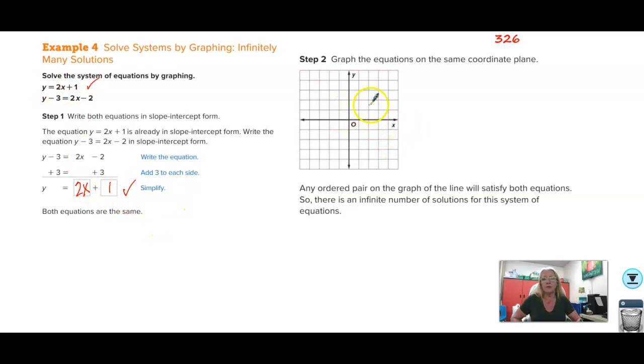All right, so graph the equations. You only have to graph it one time. It has a y-intercept of positive 1 and a slope of 2. Slope of 2 is up 2, right 1, or down 2, left 1. Up 2, right 1, up 2, right 1, down 2, left 1, down 2, left 1, down 2, left 1. And there's that line. And it says any ordered pair on the graph of the line will satisfy both equations, so there's an infinite number of solutions. So they're saying any point on this line works in both equations. So there are infinitely many solutions.